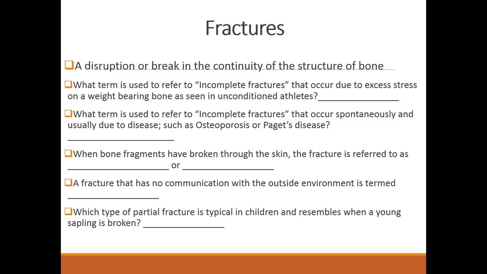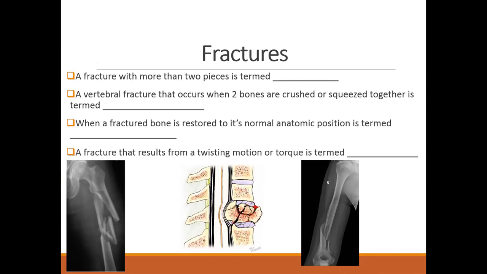And when we look at things like a fracture with more than two pieces, that's called a comminuted fracture. It has more than two pieces. Again, comminuted, that's just a characteristic.